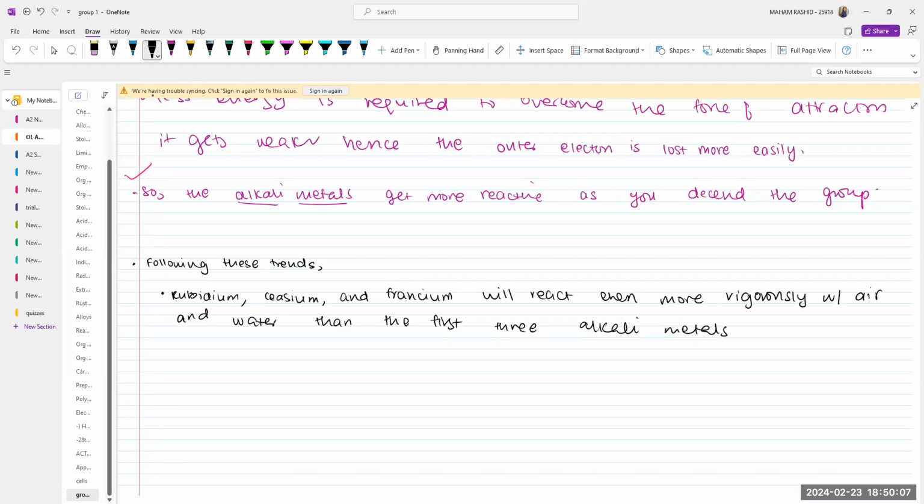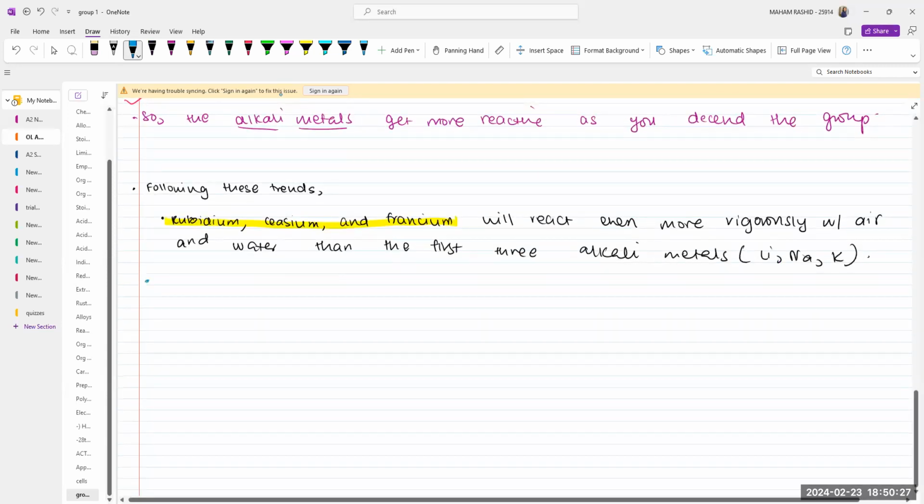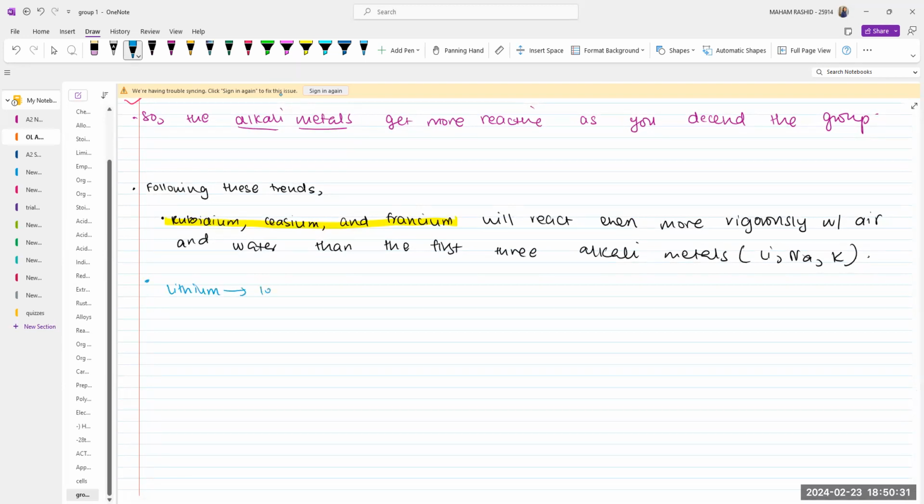What are the first three alkali metals? It's lithium, sodium, potassium, right? And after all of these, like these come very late in group one, but they are part of group one. So lithium is the least reactive since it's on the top, and francium, since it's at the bottom, is the most reactive.